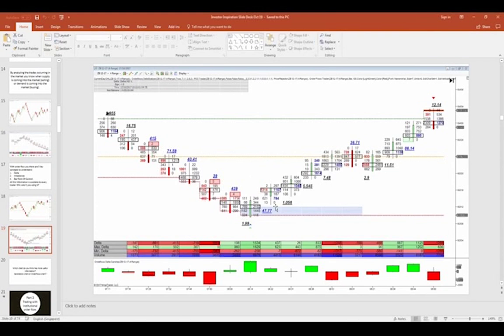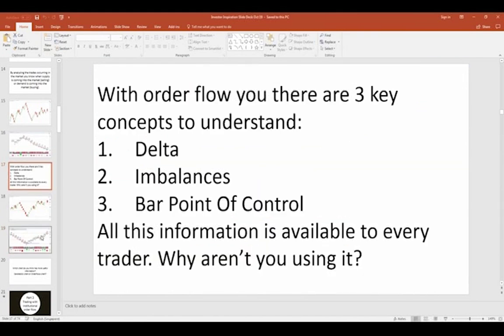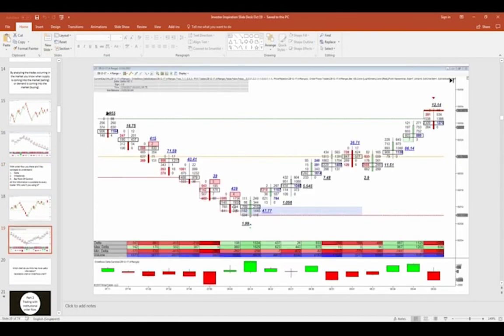And the last part of these three things is bar point of control, and it's the level in the bar that has the most volume. With an order flow chart, it has a square, or a rectangle, around it. It's important because I'm going to talk about support and resistance a bit later. It's important to see where the volume is appearing in the bars, because it can be very, very revealing.